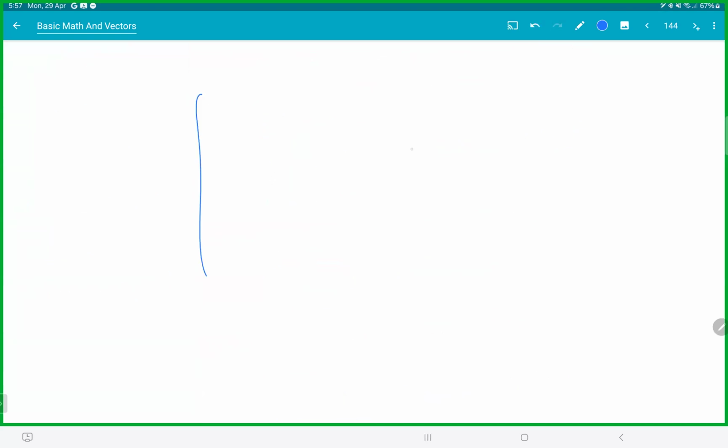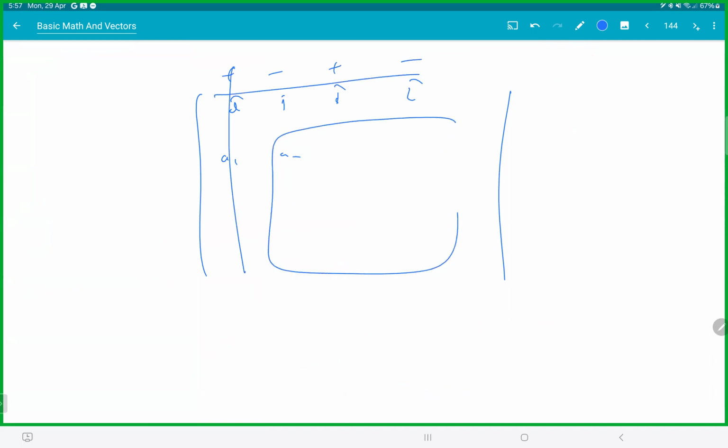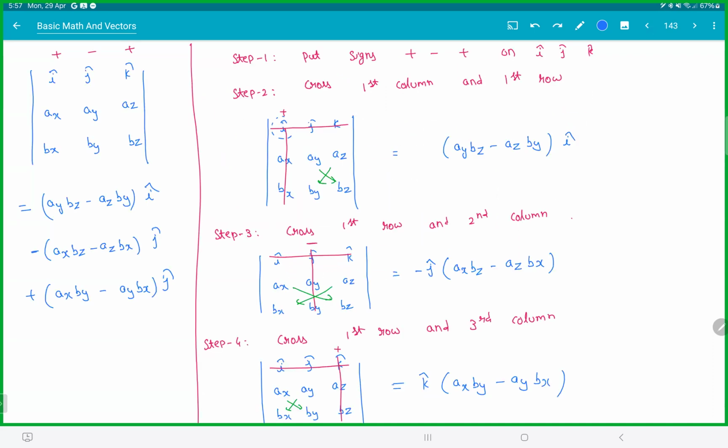So if it had been a 4 into 4 matrix now, let's say I, J, K, L, let's say A1, A2, A3, A4, then it will be plus, minus, plus, minus. Then you would cut this and this, and you'll get a 3 into 3 matrix. Again, cut this, and we'll get a 2 into 2 matrix, which we solve. It will be quite lengthy actually. Matrices are quite useful when you're studying things in higher dimensions.